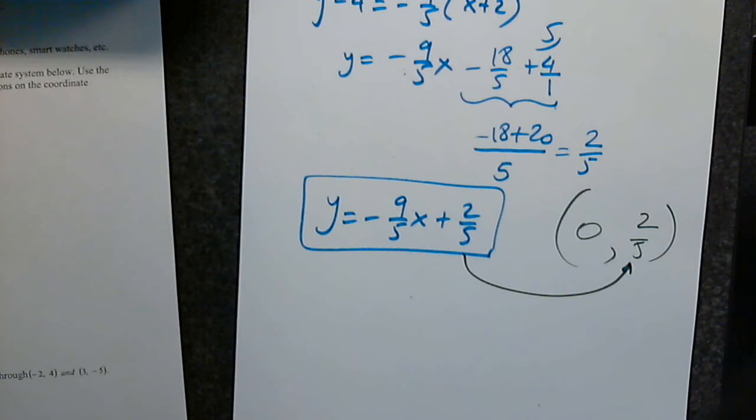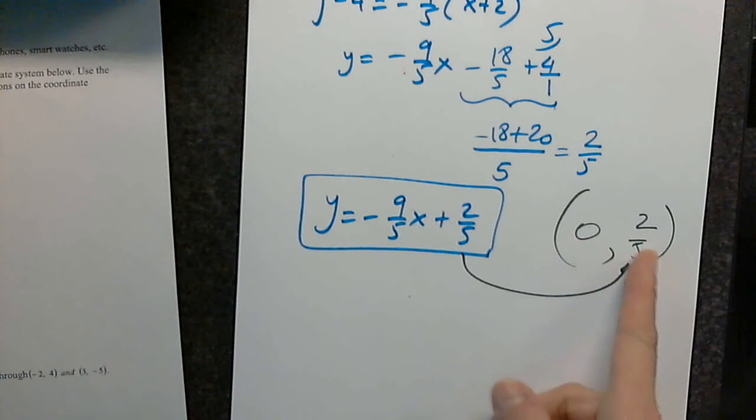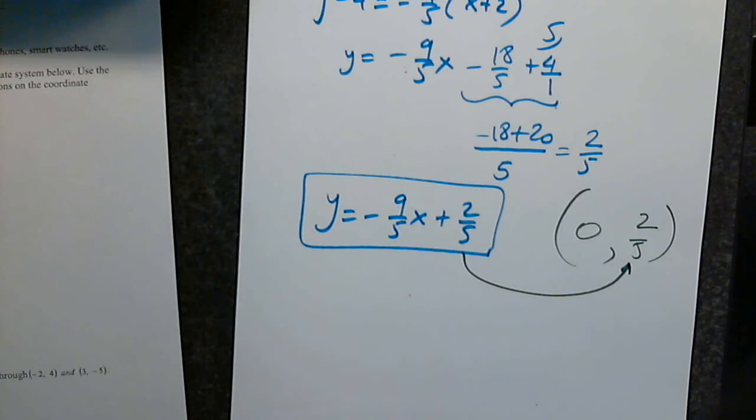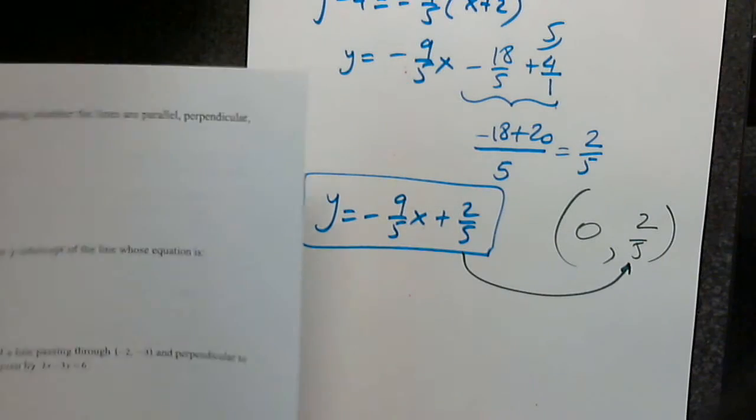It's 2/5 because it's b. Yeah, this is the b. And when x is 0, that's for the y-intercept. When x is 0, I determine 2/5. Very good. Okay, moving on.